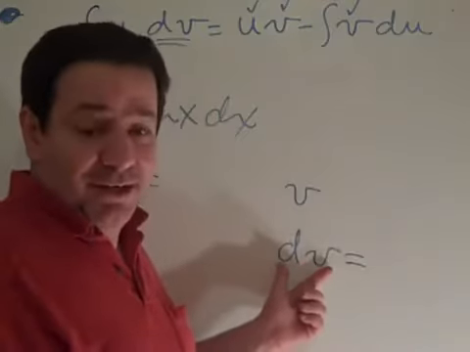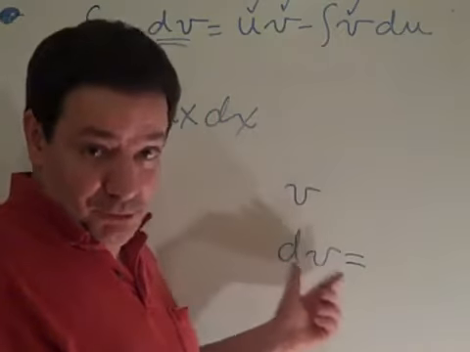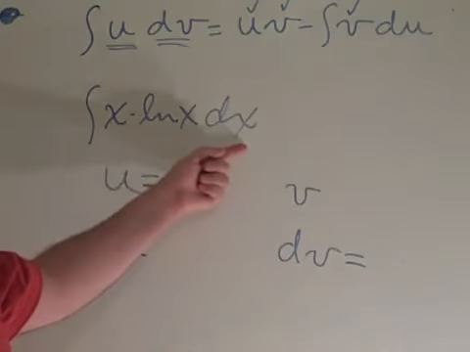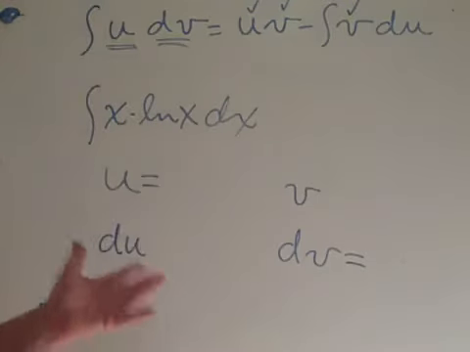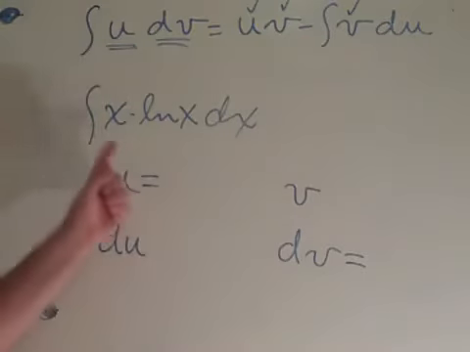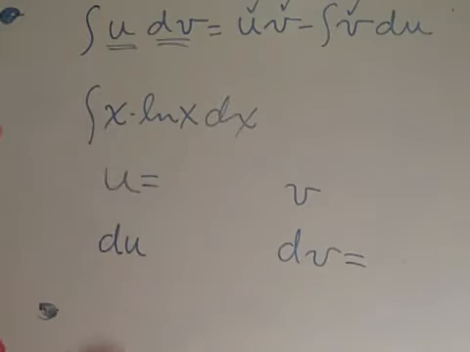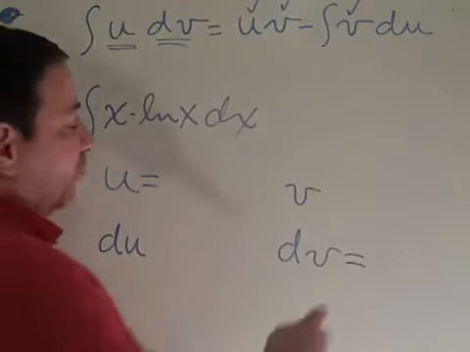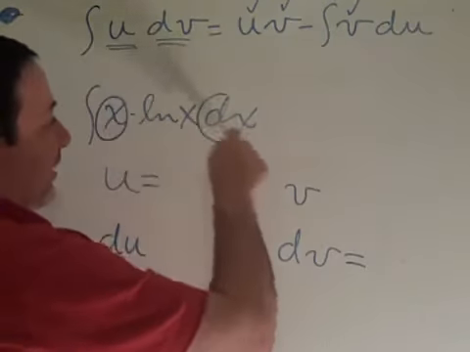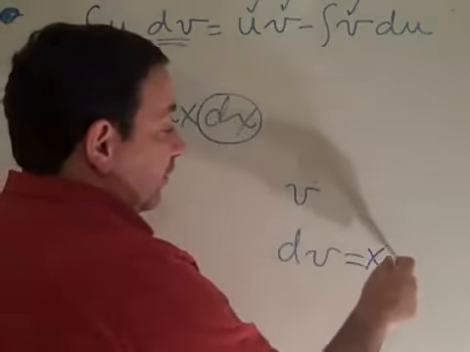But do I know how to integrate both of these? Do I know how to integrate ln of x dx? And the answer is not really. Actually, I have to do that by parts. But I know how to integrate x. That's x dx, excuse me. I'm going to call this dv.